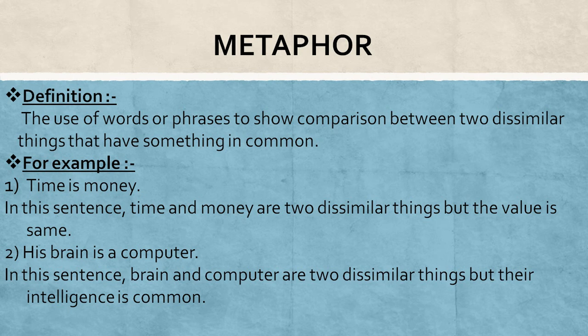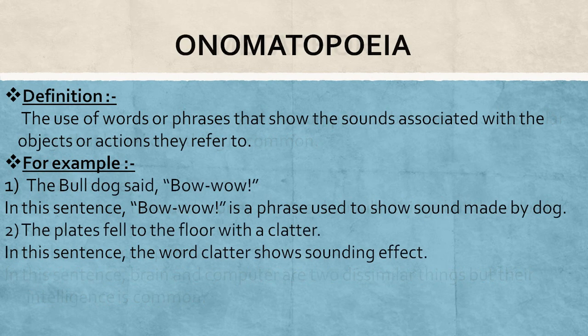2. His brain is a computer. In this sentence, brain and computer are two dissimilar things, but their intelligence is common. The fifth one is onomatopoeia. Definition: the use of words or phrases that show the sounds associated with the objects or actions they refer to.